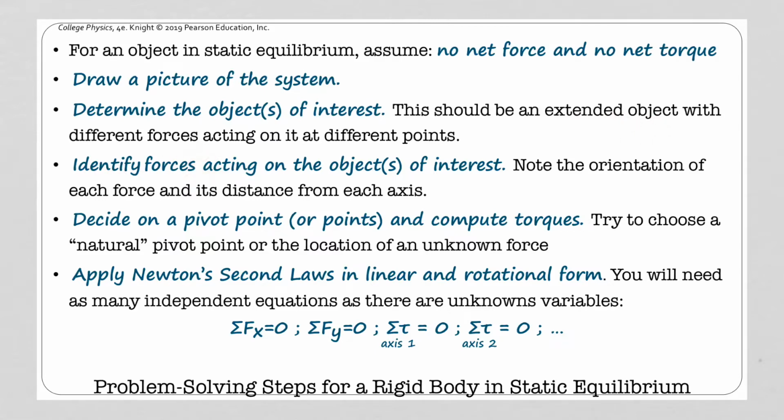We'll identify the forces using the process we've seen before, but in this case, we want to make special note of the orientation of the force and also its distance from the axis of rotation, right? We need to know the direction and where that force is being applied. We also want to look at pivot points and compute the torques, how much torque is produced by each force about a given pivot point. Usually we're going to have a natural pivot point, which would be a place where there's a support, perhaps the center of mass, or a hinge or a pivot that forces the object to rotate about a certain point, or in general, the location of an unknown force.